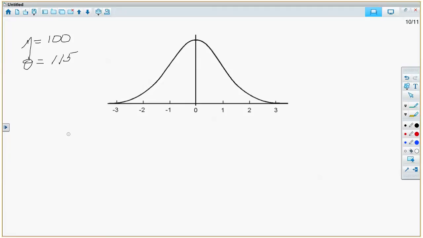And I want you to tell me the area or the probability that a score is going to be between 80 and 112. That's not supposed to be 115, it's supposed to be 115. I mean, 15, sorry.